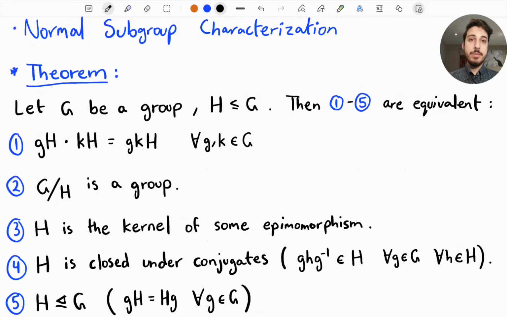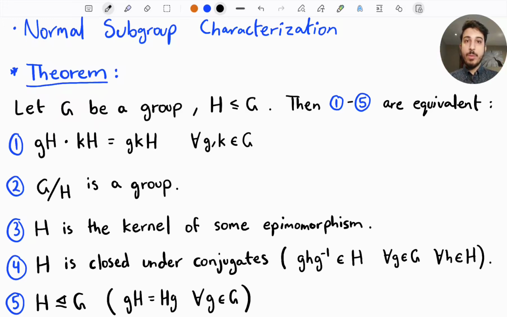Now that we've warmed up, it's time to get into the nice theorem about normal subgroup characterization. I'll be restating the theorem now. Let G be a group, H a subgroup of G, then the statements 1 to 5 are all equivalent. That means if you prove one, you've proved all the rest. One implies the other, no matter which way you go.